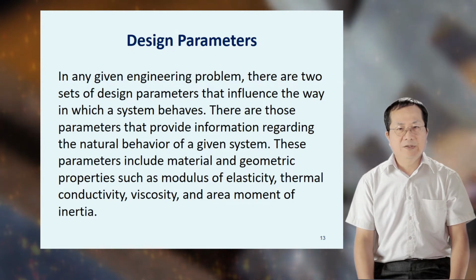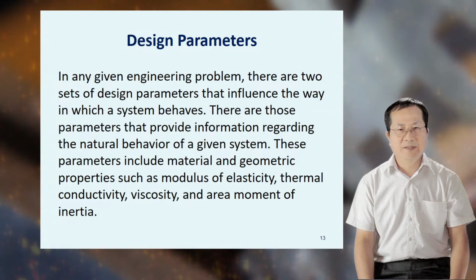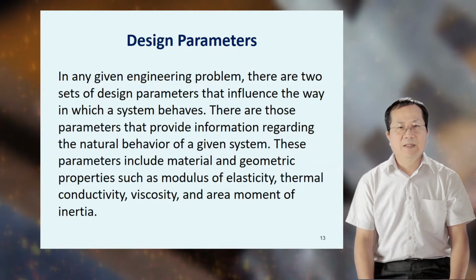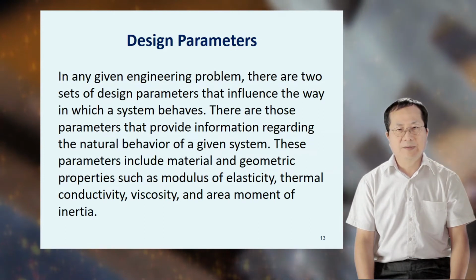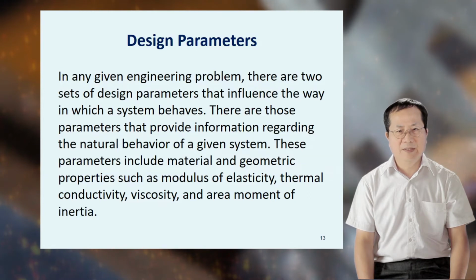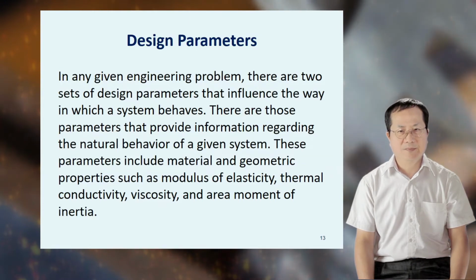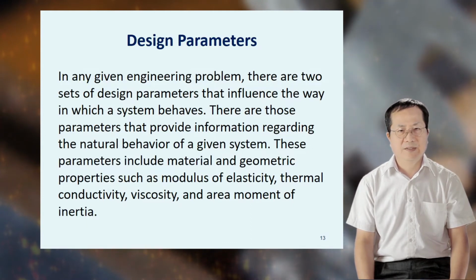In any given engineering problem, there are two sets of design parameters that influence the way in which a system behaves. There are those parameters that provide information regarding the natural behavior of a given system. These parameters include the material and geometry properties, such as modulus of elasticity, thermal conductivity, viscosity, and the area moment of inertia.